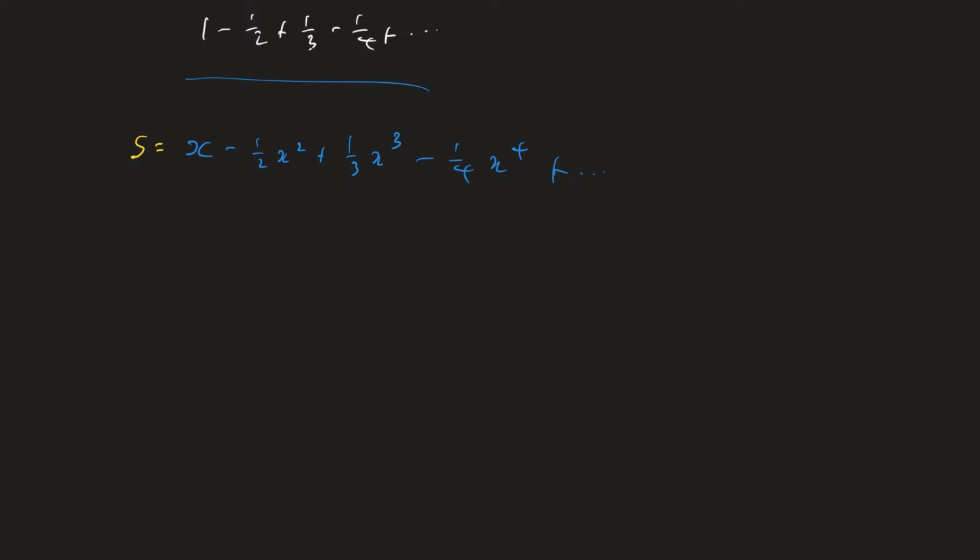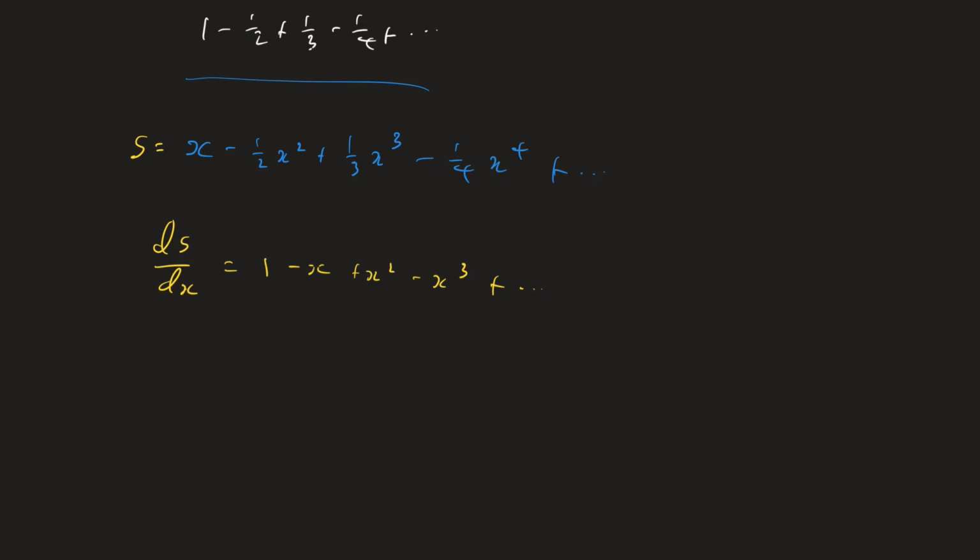Denote this series by s, and consider what we get if we differentiate s term by term. The derivative of x is 1. The derivative of a half x squared is just x. The derivative of a third x cubed is just x squared. The derivative of a quarter x to the fourth is just x cubed, and so forth. The reason we thought to differentiate was because we noticed that the coefficient here would get cancelled by the power when we differentiate, so we get an easier sequence to work with.